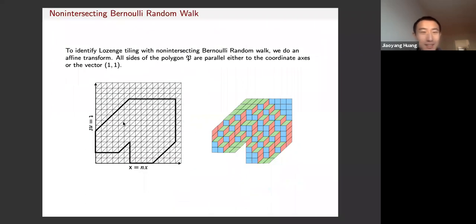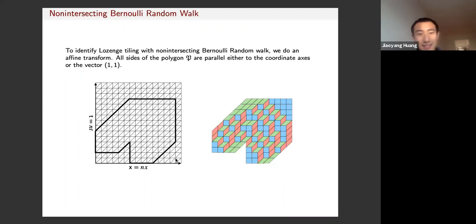For my talk, I will mainly treat the Lozenge tiling as non-intersecting Bernoulli walks. To identify a Lozenge tiling with Bernoulli walks, we need to do a little bit of an affine transform, just to change the lattice in this way. So the sides of the lattice are either horizontal or vertical, or in the 45-degree direction. Then in this way, the Lozenges become those squares, those blue Lozenges, and those red and the green ones. And each Lozenge just consists of two of those small triangles.